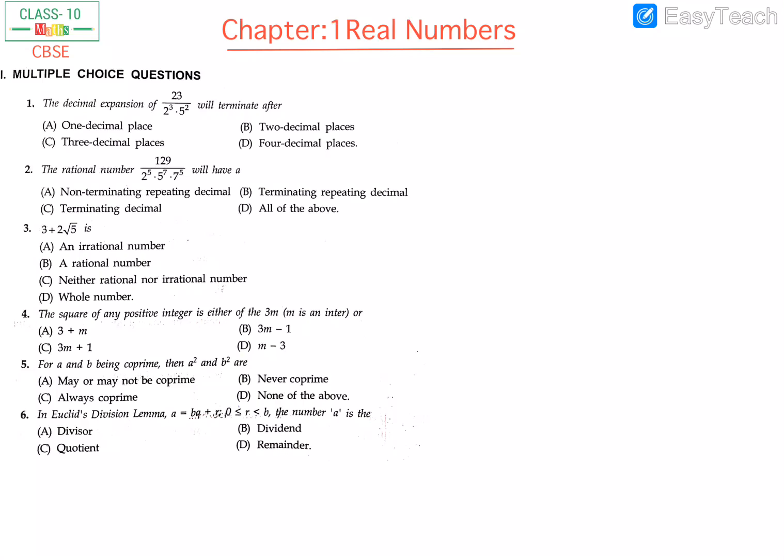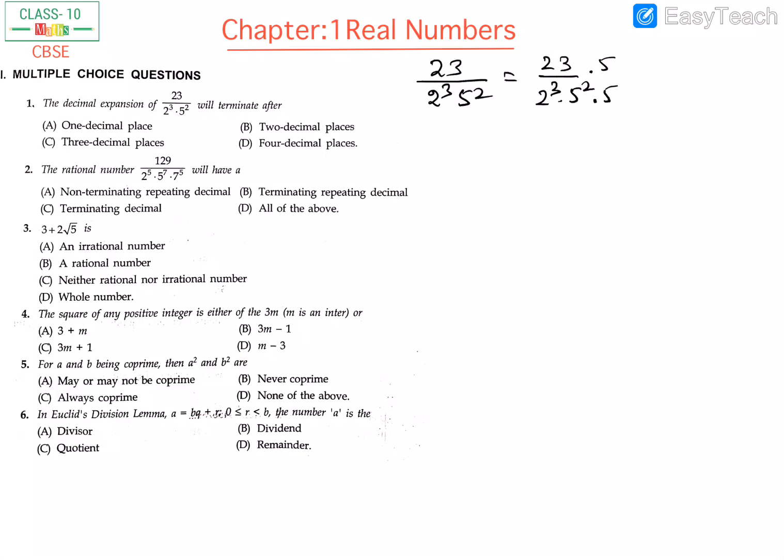Question number 1. The decimal expansion of 23 upon 2 cube into 5 square will terminate after 1 decimal place, 2 decimal places, 3 decimal places, or 4 decimal places. For this, we shall proceed as follows. Here 23 upon 2 power 3, 5 square. This can be expressed as 2 power 3 into 5 square into 5 into 5.